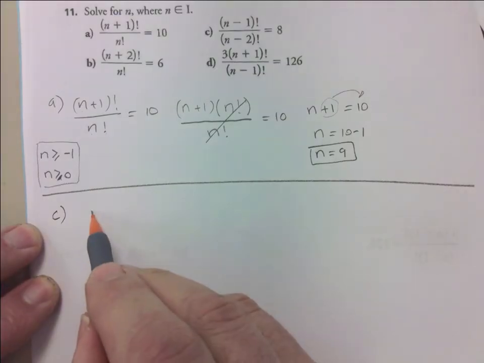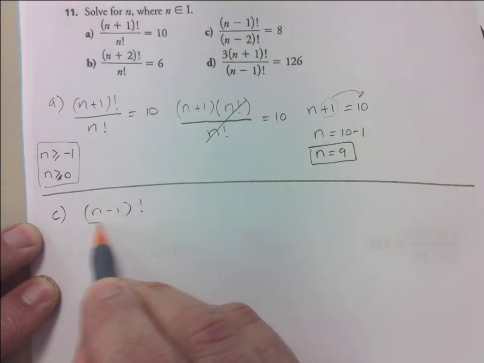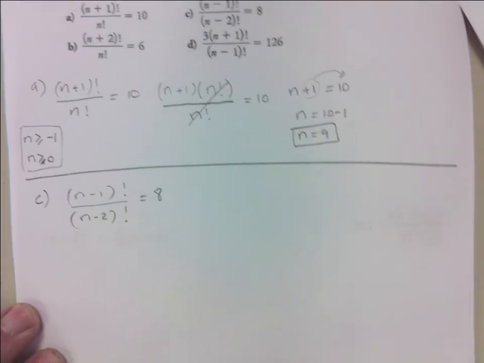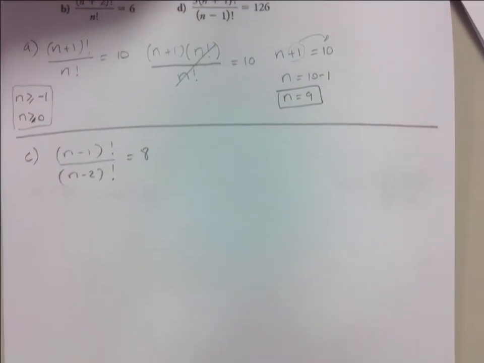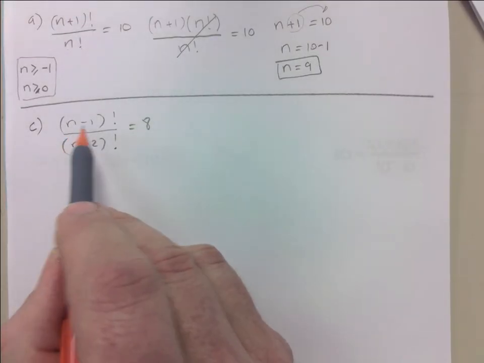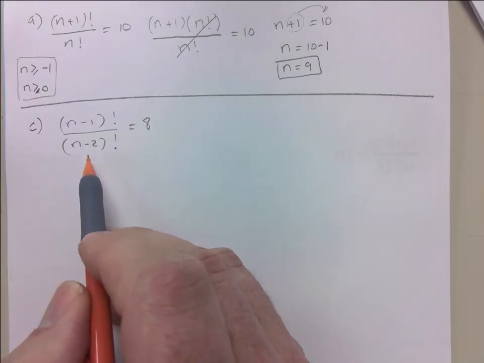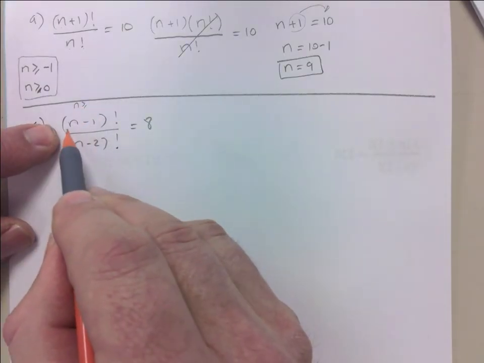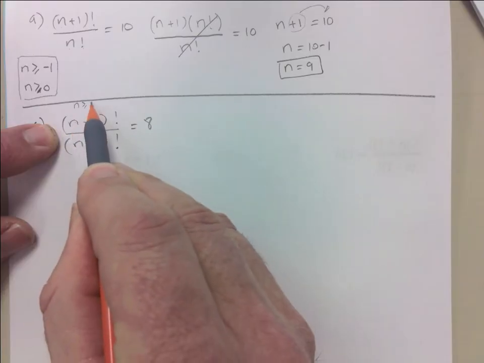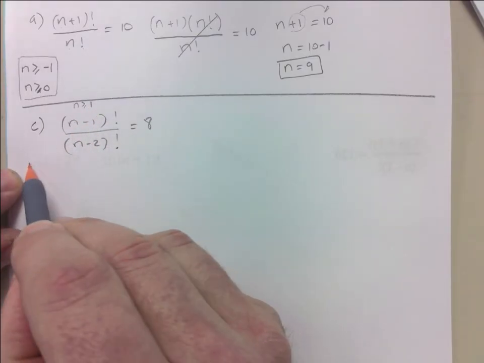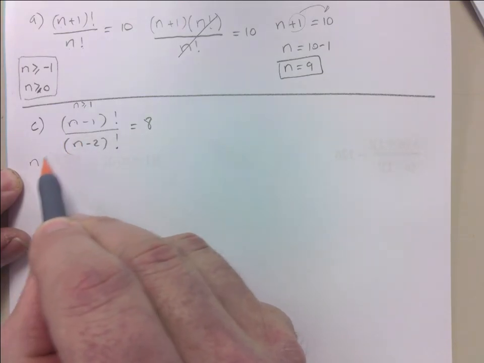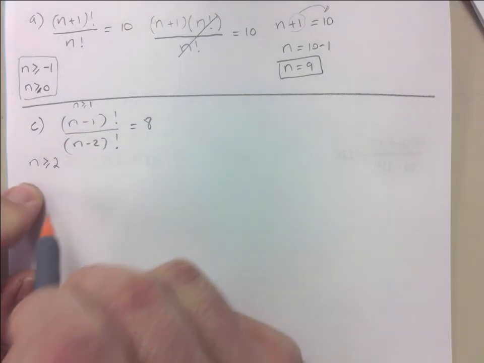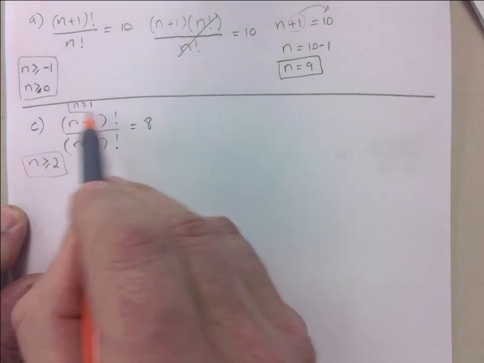Okay, let's do this. N minus 1 factorial over n minus 2 factorial is equal to 8. Which one is the bigger expression? N minus 1 is bigger than n minus 2, right? The top, I need n to be greater than or equal to 1, because that would turn this whole thing into 0. The denominator, if n is equal to 2, this whole thing turns into 0, so I want n to be greater than or equal to 2. There we go. I've got my restrictions taken care of.